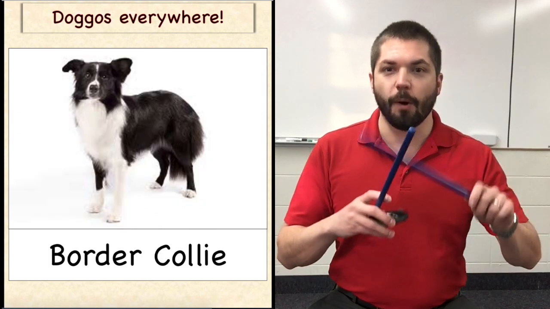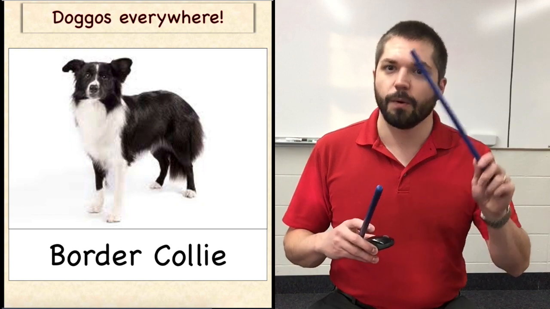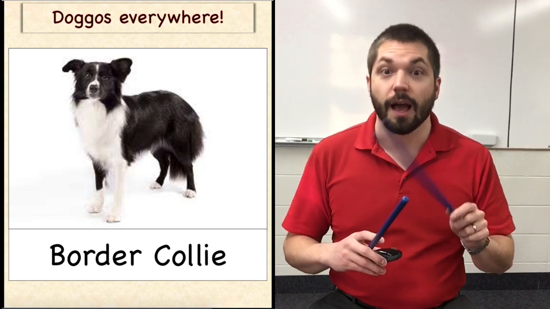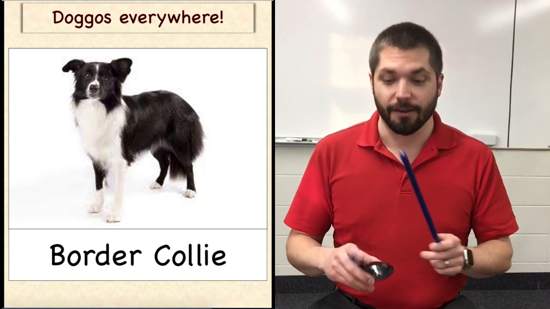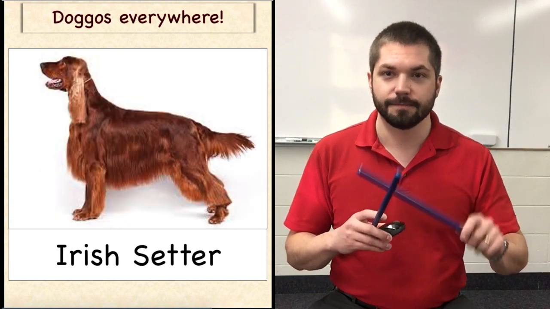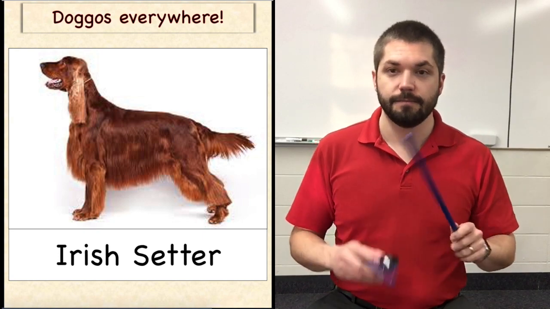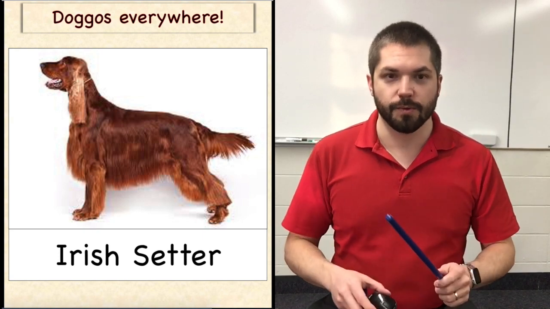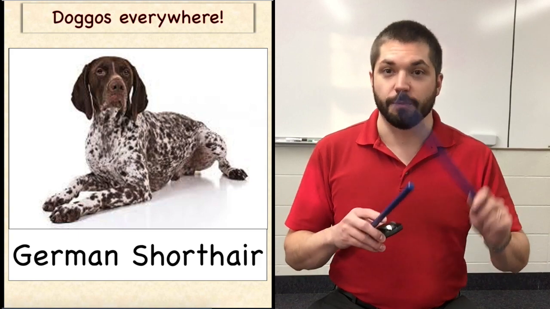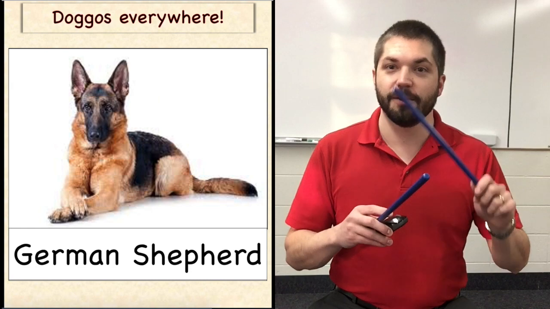How about Border Collie? How many is that? Border Collie. I count 4, right? Okay, what else have we got? Try Irish Setter. Irish Setter. Yeah, let's speed through these and see all the ones we've got. German Shorthair. Or how about German Shepherd?